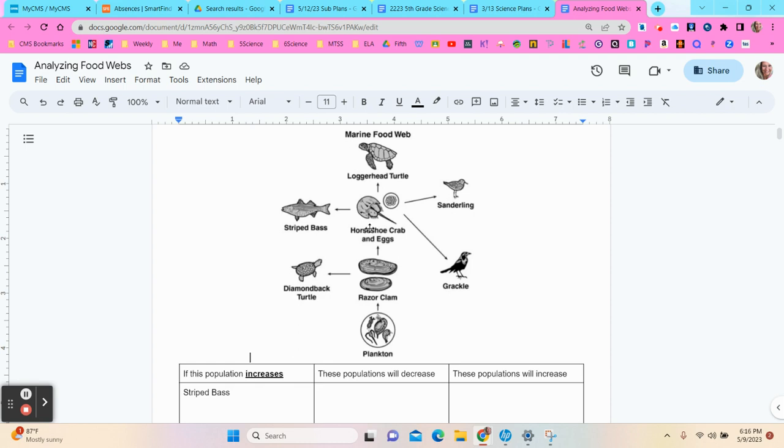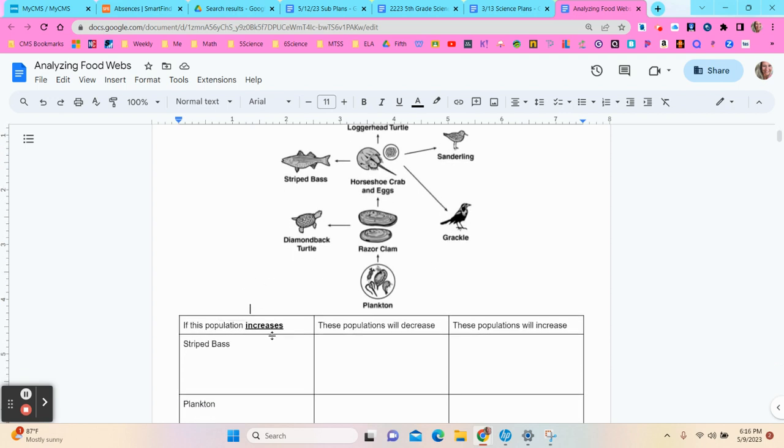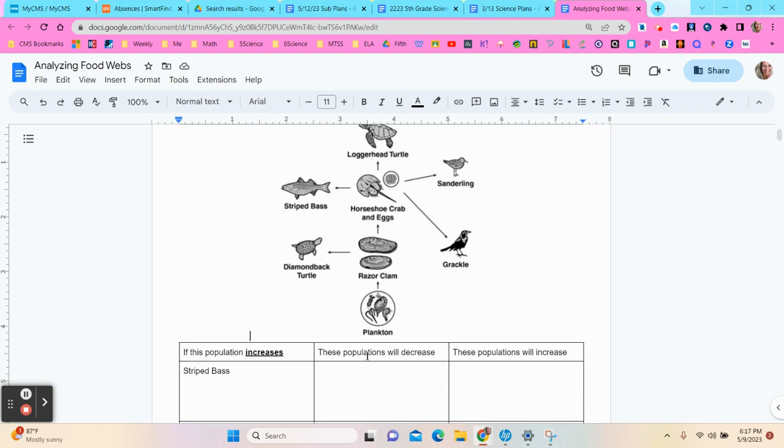So basically, anything that you take out of this ecosystem is going to affect other things in this food web slash ecosystem. So the way this works is, look right here. If this population increases, so if the striped bass increases, that means there will be a whole lot more striped bass, and the striped bass will be eating the horseshoe crabs, right? So since the horseshoe crabs are getting eaten, they would be here in the decrease. This population of horseshoe crabs will decrease because the striped bass are increasing.